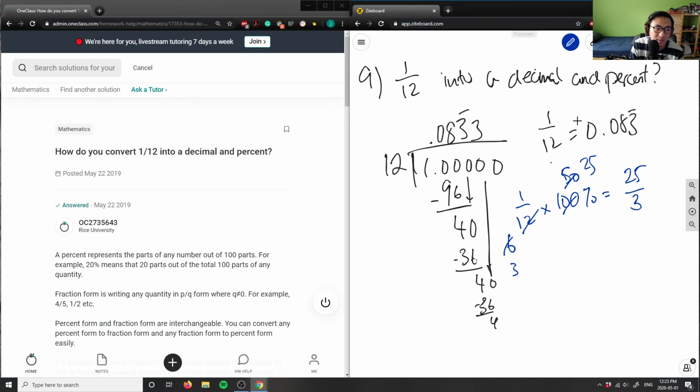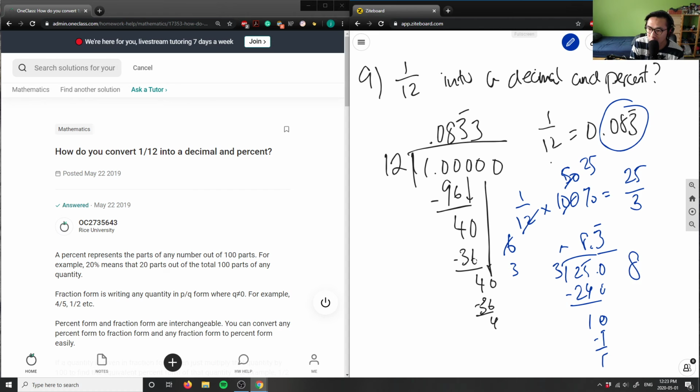And then I could convert this into a mixed fraction by simply dividing 25 by 3 here. 3 times 8 here is 24. 25 minus 24 here is 1. I can bring down a 0 here and we get 3 here. So this would be 8.3 bar percent, which is exactly the same thing as this guy here, right? So 8.3% would be my answer for the percentage.